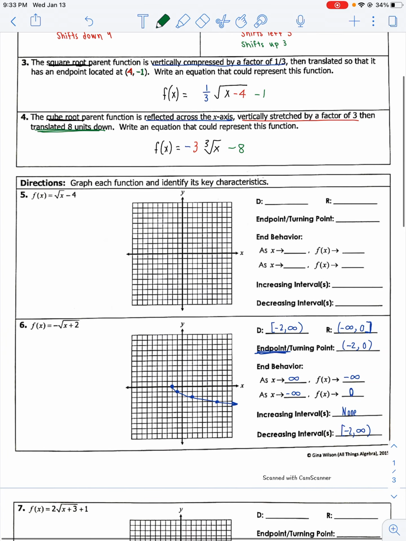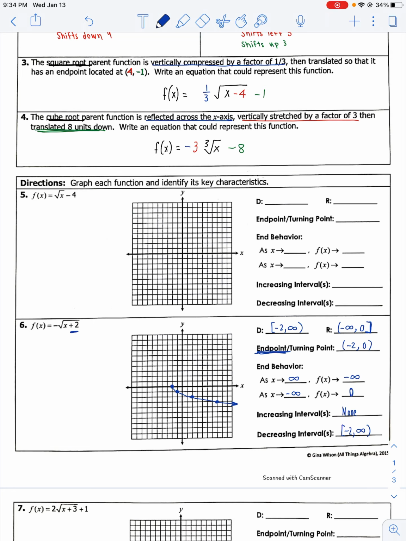Here's the graph for number 6. I want you to notice, and hopefully you did notice this when you were doing it, right here. That's telling me that it's shifting left 2. There is no vertical shift here. So that's why that thing is not going up, not going down. It's just shifting to the left 2, which you can see right there.